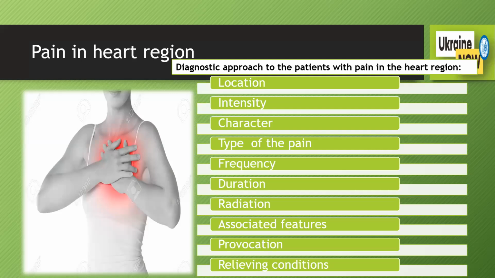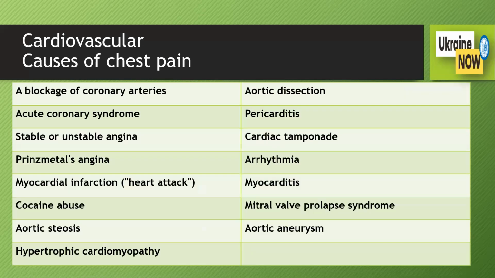If a patient comes with pain in the heart region, the following characteristics of the pain should be clarified, as always: location, character, type of the pain, frequency, duration, radiation, associated features, provocation, and relieving condition. There are the following causes of cardiovascular chest pain.